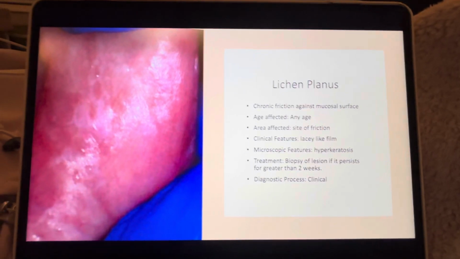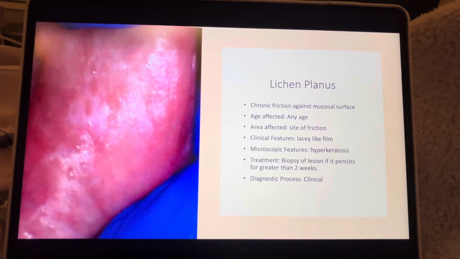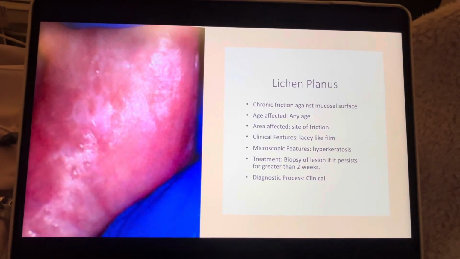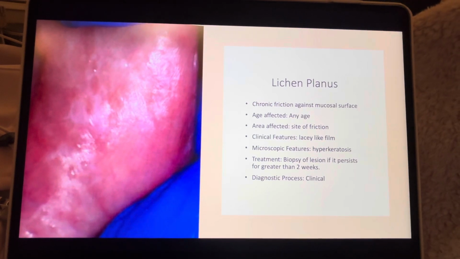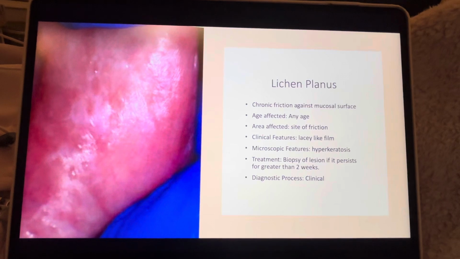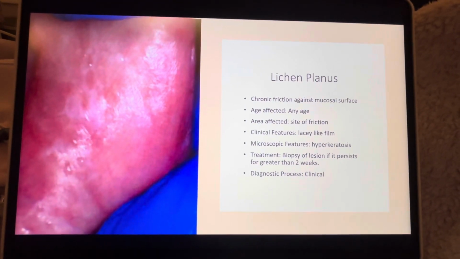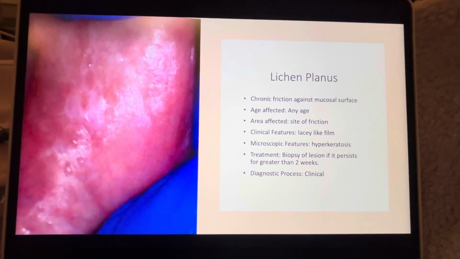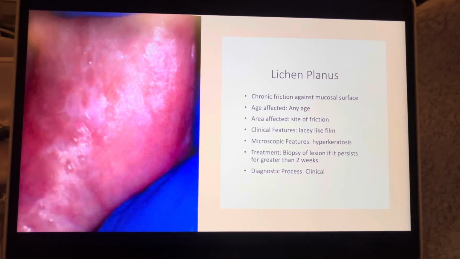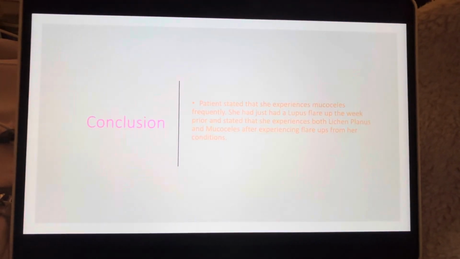Next, I found lichen planus, and that is usually caused by chronic friction against the mucosal surface. Any age can be affected and any area can be affected, but it's usually on your cheek or on your lip. The clinical feature is a lacy-like film, as you can see, and then the microscopic feature is hyperkeratosis. Treatment would be biopsy of the lesion if it persists for greater than 2 weeks, and the diagnostic process would be clinical.